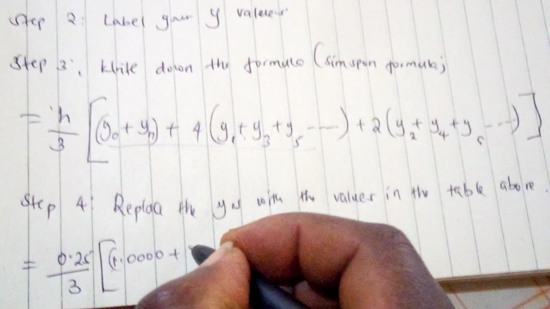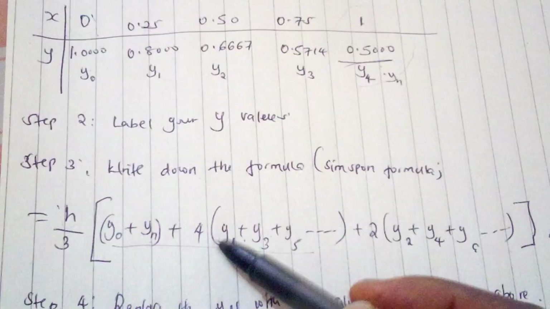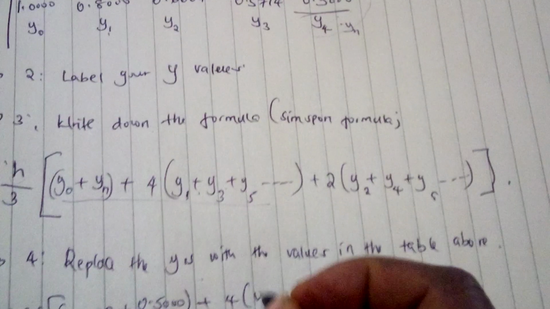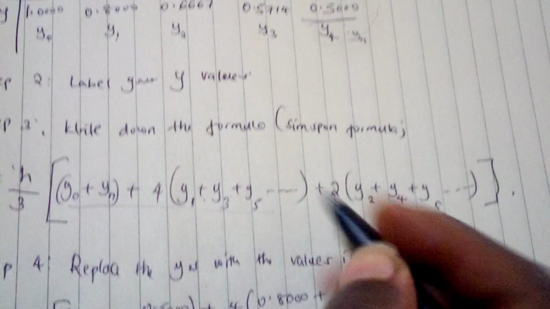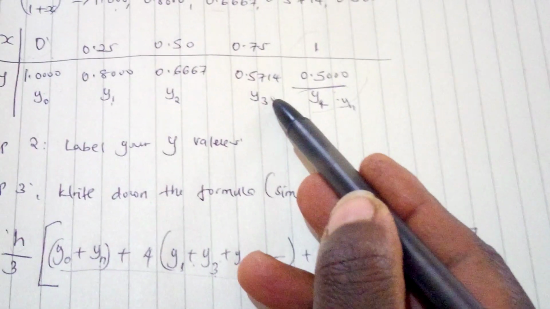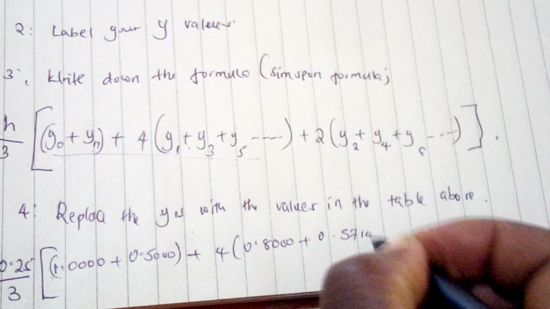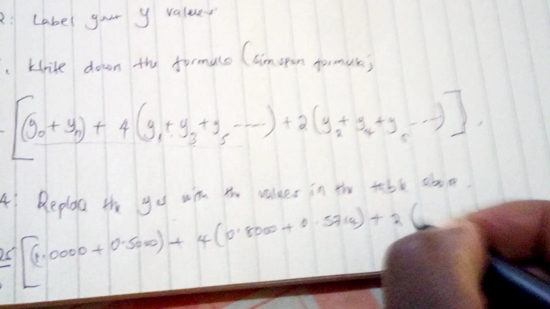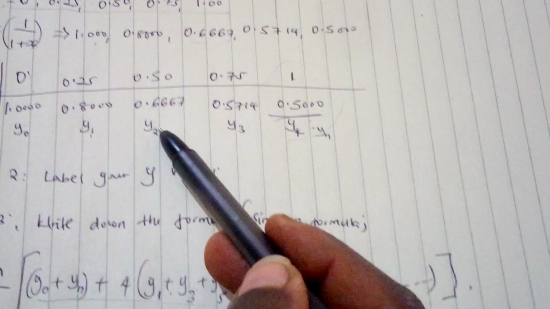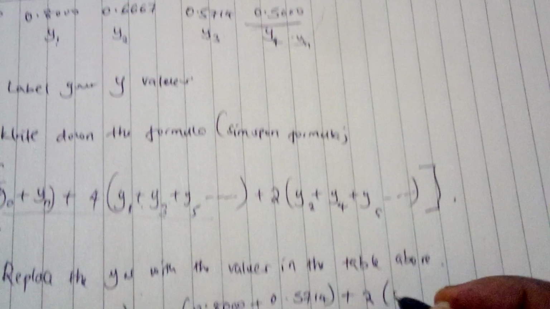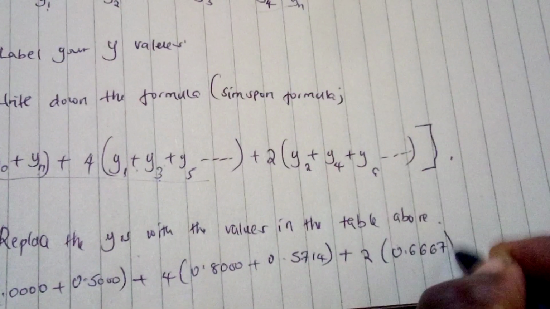So we have 0.5000 plus 4 times y1, which is 0.8000, plus y3, which is 0.5714, plus 2 times y2. We only have one value here because it is not long: 0.6667. After that, we open the brackets.